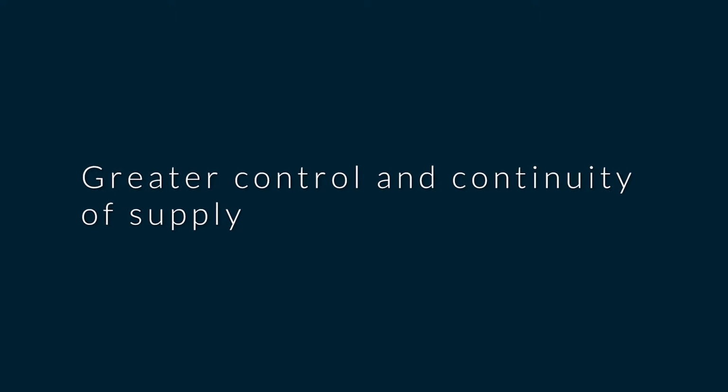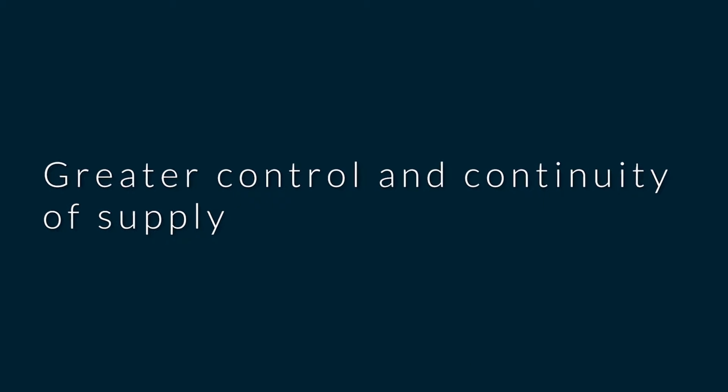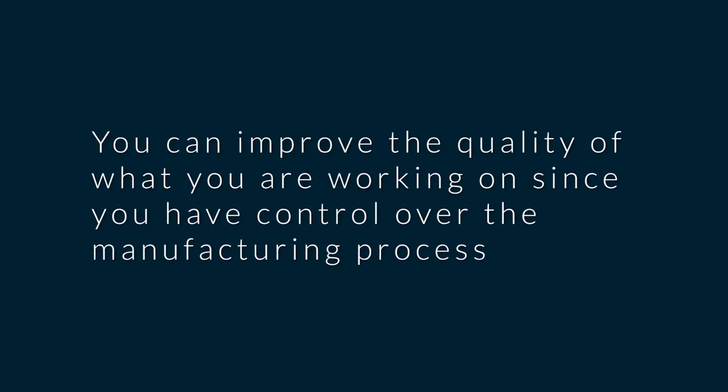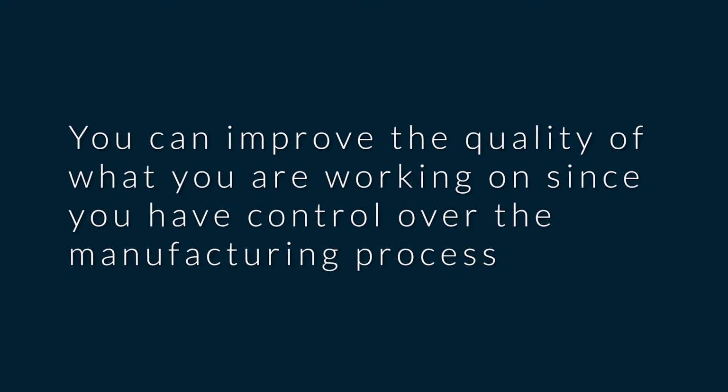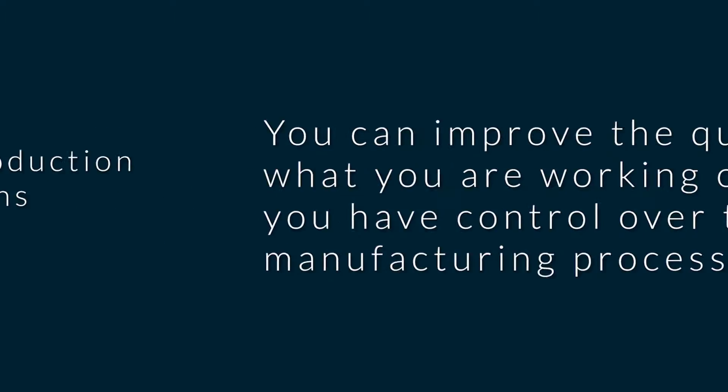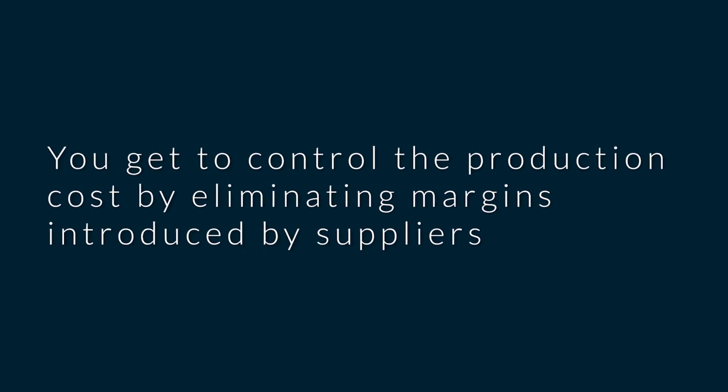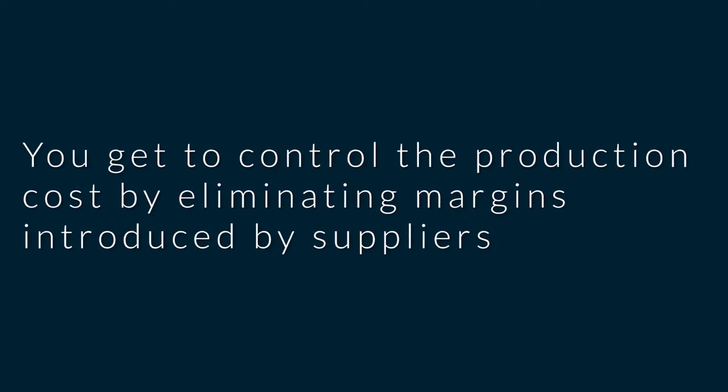So what are the advantages associated with going with internal suppliers? In this case, you're looking at things like greater control and continuity of supply. You're not exactly depending on external suppliers here, which means you're not going to be dealing with issues of we couldn't produce because of 1, 2, 3. I mean, you're doing it internally and therefore you can control the process. And you're sure if things are there, they're there. Number 2, you can improve the quality of what you're working on since you have control over the manufacturing process. 3, you get to control the production cost by eliminating margins introduced by suppliers.